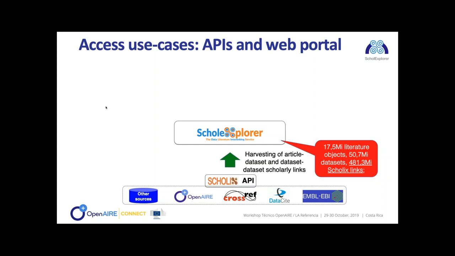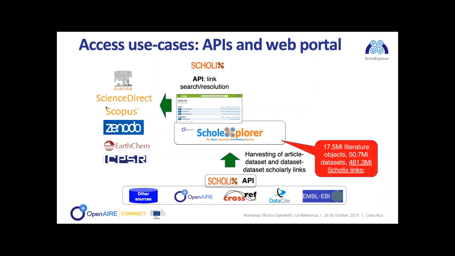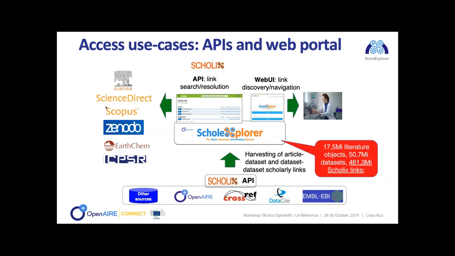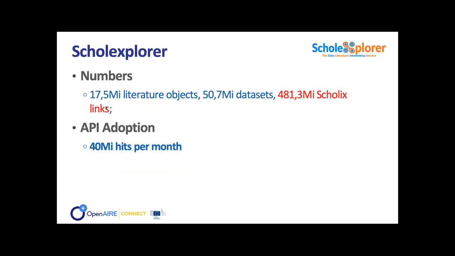So today we are collecting a huge amount of links from the sources that you see below, plus others like data centers that are not included in DataCite but are compliant to Scholix, for example. And we're offering them to a number of consumers via APIs. The APIs are open. Our main consumer is Scopus, in fact. And of course also the web user interface, but that's really less useful. It's more for checking that something exists in there. We go up to an average of 40 million hits per month, so it's pretty big.